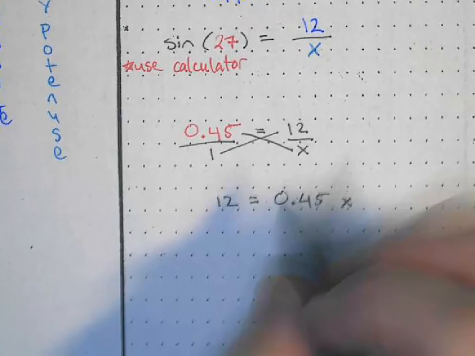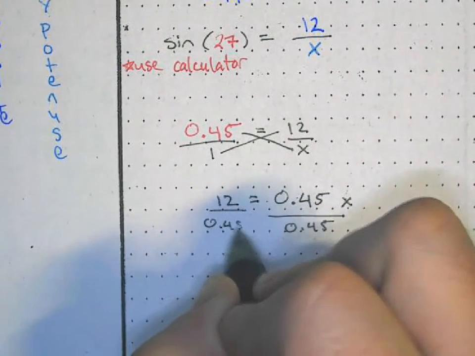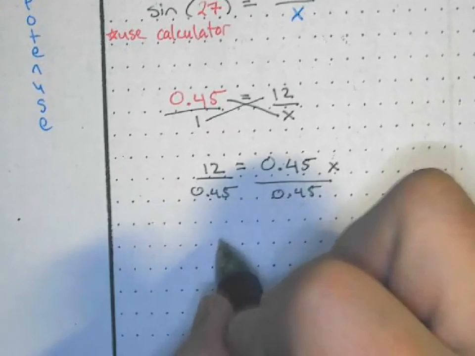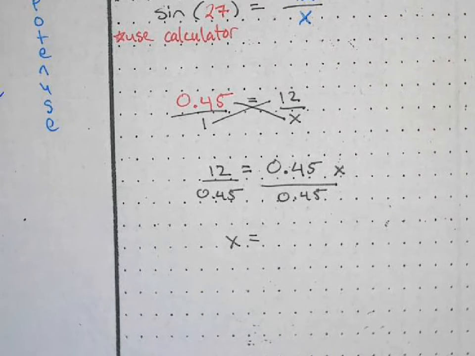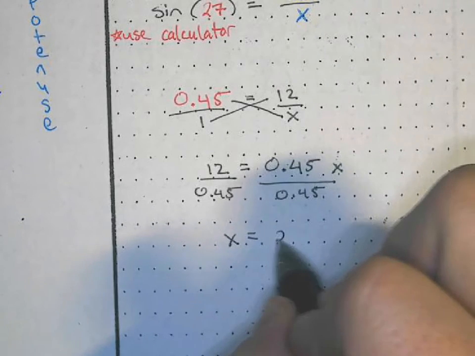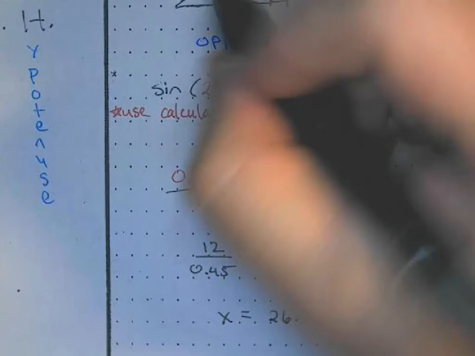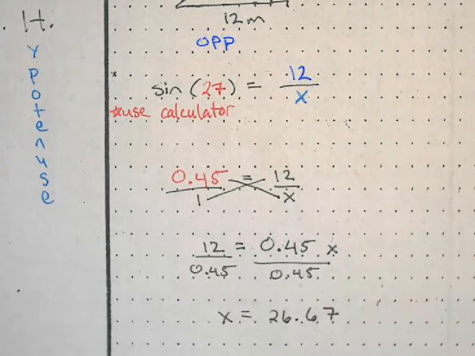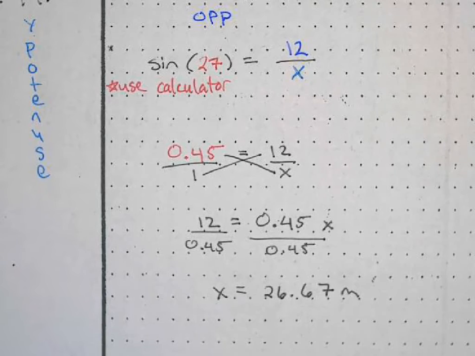And now we're solving for x. So we just divide each side by 0.45. And we use our calculator for that. So I'm going to go 12 divided by 0.45 equals 26.67. Oops, we need to give it units. Let's go meters at the beginning, so we'll say meters at the end.